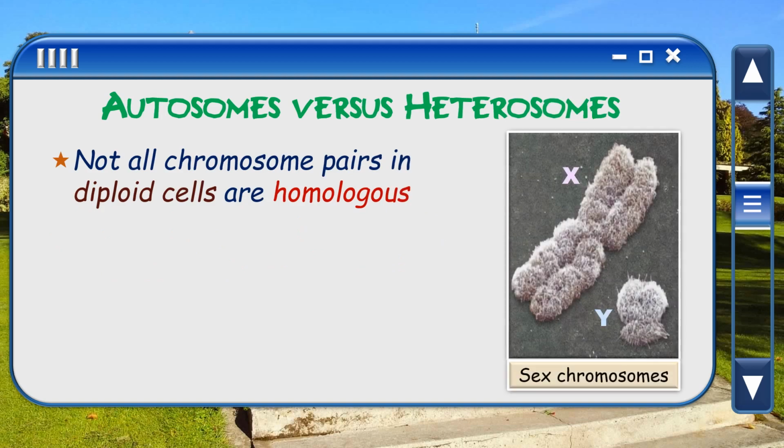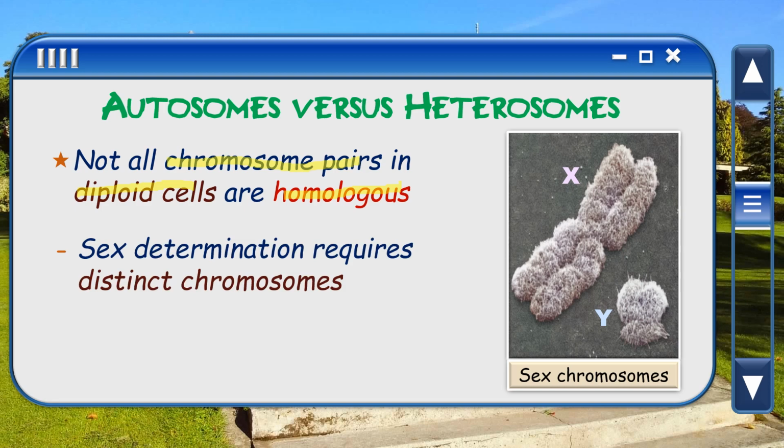Autosomes versus heterosomes. Not all chromosome pairs in diploid cells are homologous. Sex determination requires distinct chromosomes. When we are carrying out sex determination, it requires distinct chromosomes.